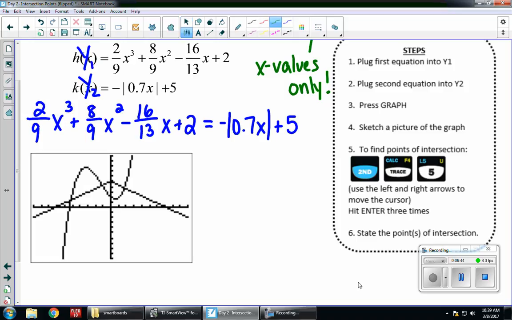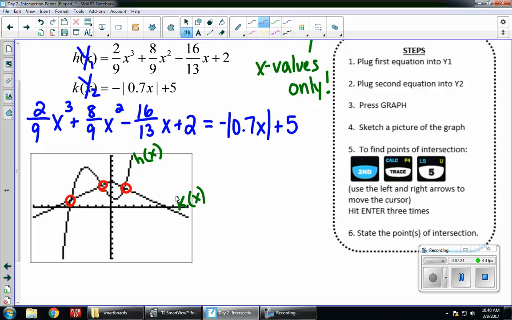And then after you have it sketched, you want to label it. This was our k of x, and this was h of x. So now I want to find the points of intersection. The first thing is, how many points am I looking for? If I look at this graph, they touch once, twice, and then 3 times. So when I go through the steps on the calculator to find it, I'm going to have to hit the intersection 3 different times because I'm looking for 3 different points of intersection.